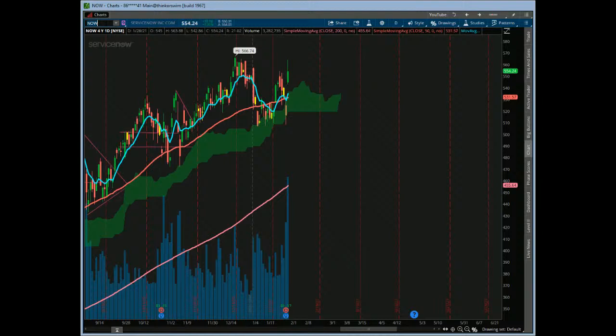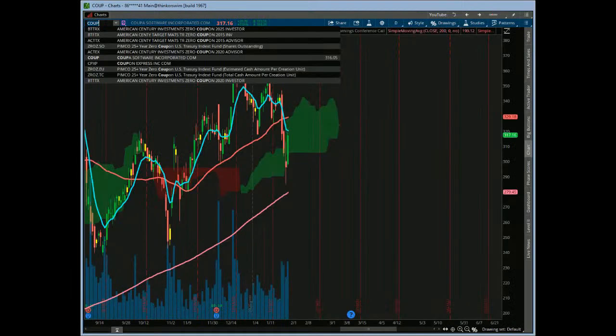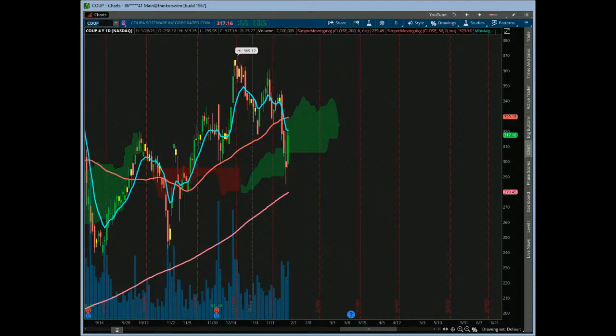Nice big gap up on NOW, right? Evening Star reversal for sure, huge volume on that after earnings. Big move on NOW today. Wow, big move, so good stuff there. And then MSTR, MicroStrategy, good push right there, back over the 80MA on this one. COUP, yep, COUP looking pretty good here too, also with an Evening Star reversal, so good find on that one.